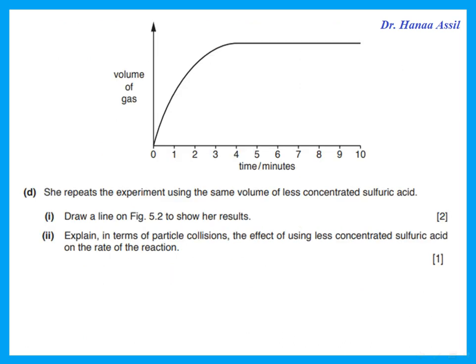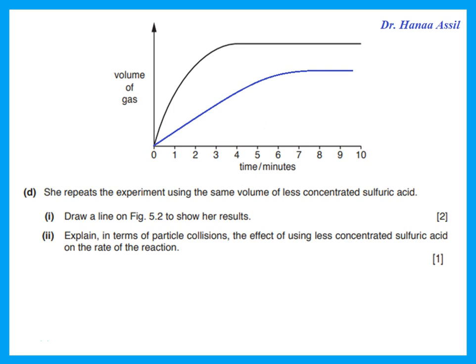She repeats the experiment using the same volume of less concentrated sulfuric acid. Remember that the sulfuric acid was the limiting reagent. We had a lot of the carbonate. So if I'm using less concentrated sulfuric acid, that means the rate will be slower, and that means it will start to level off later than the 4 minutes of the first experiment. And also it will level off at a lower volume of gas because I have less sulfuric acid. So it will produce in the end less volume of gas.